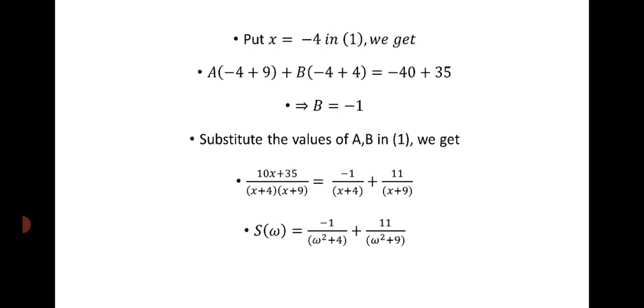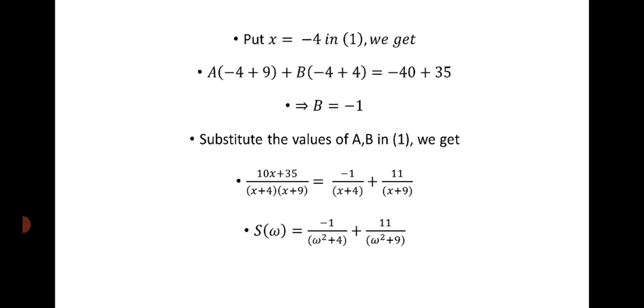If we substitute A and B value in equation 1, we get 10x plus 35 divided by x plus 4 into x plus 9 equal to minus 1 by x plus 4 plus 11 by x plus 9. Therefore, S of omega equal to minus 1 by omega square plus 4 plus 11 by omega square plus 9. That is, here we have to change x equal to omega square.